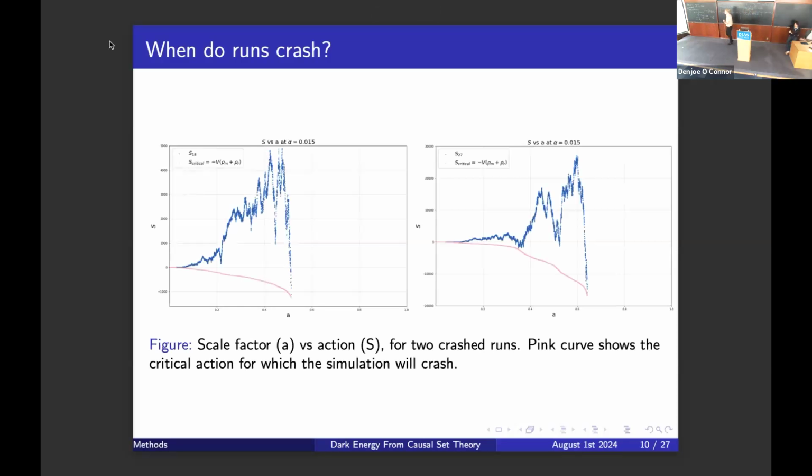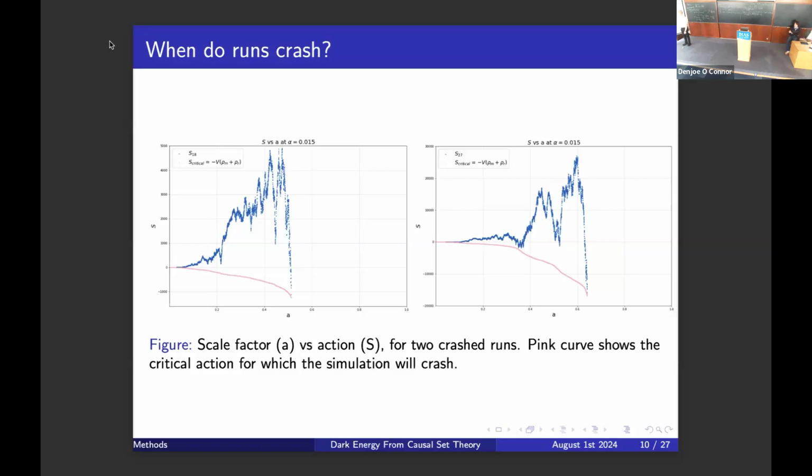And so this is the pink line here. That's basically the criteria for when a run crashes. If you go back to your Friedmann equation and solve it for equal to 0, this region up here you can think of as the H squared being positive region. This line would then be the H squared equal to 0 region, and anything below that signifies that your H squared goes less than 0 and your run crashes.